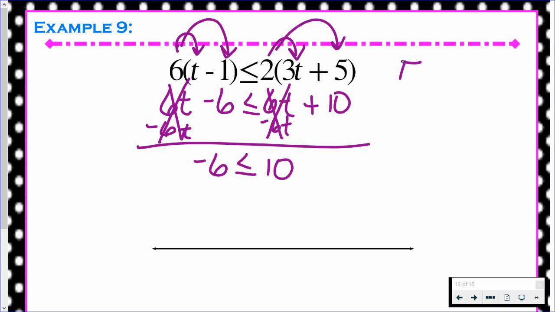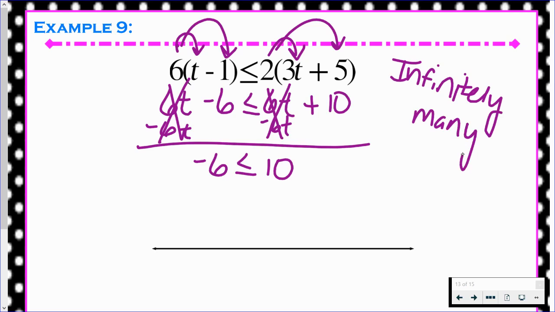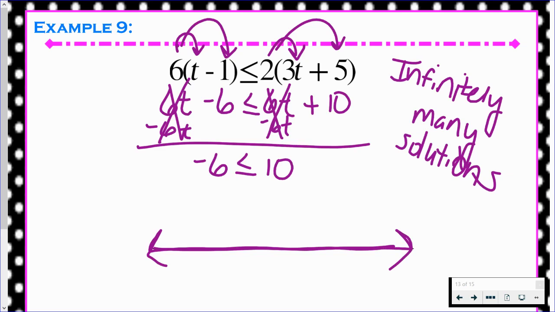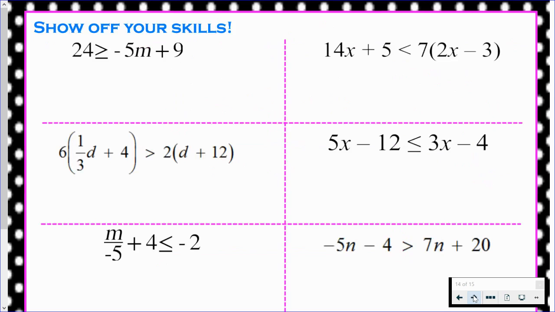So then that would mean infinitely many solutions. Now, infinitely many solutions means that any single number on a number line works, so there's an infinite amount of solutions. So what I would do there is I would just highlight and do both arrows, okay, because that shows that any number is a solution.